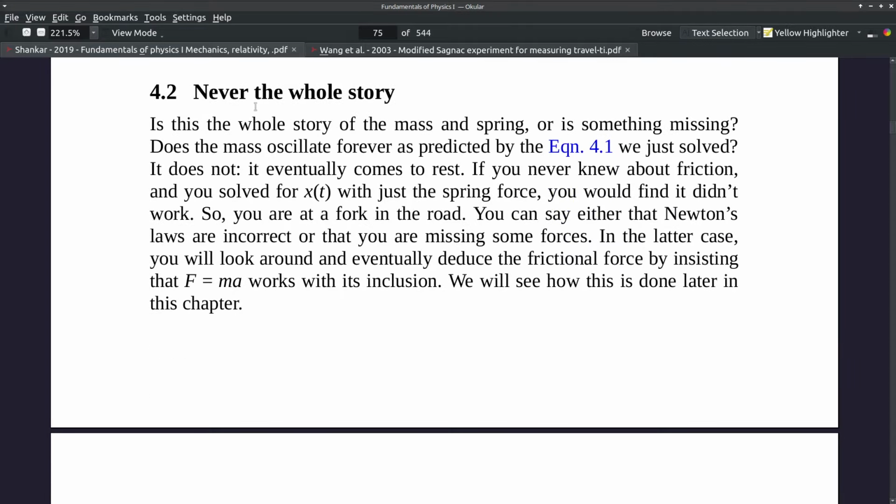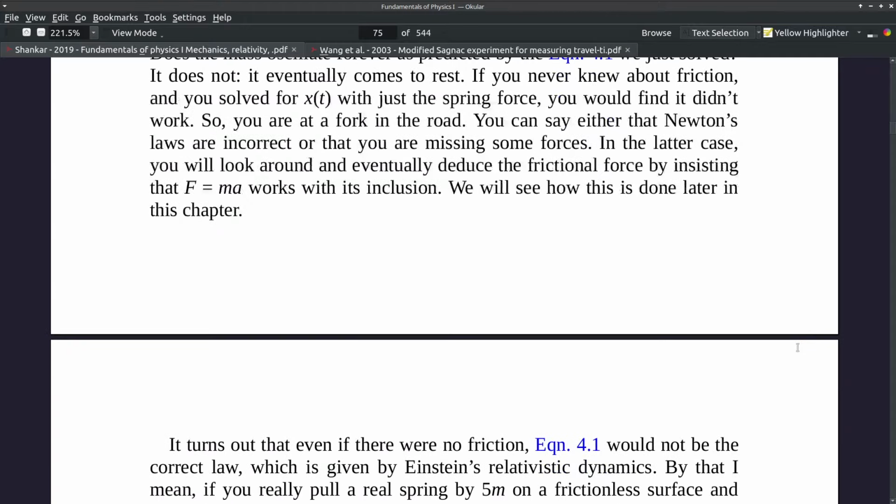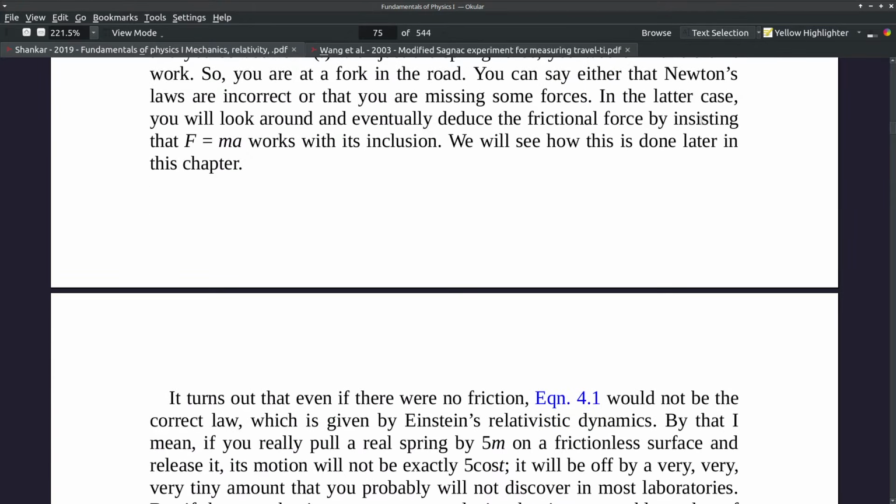4.2, never the whole story. Is this the whole story of the mass and spring, or is something missing? Does the mass oscillate forever as predicted by equation 4.1 we just solved? It does not. It eventually comes to rest. If you never knew about friction and you solved for x of t with just the spring force, you would find it didn't work. You're at a fork in the road. You can say either that Newton's laws are incorrect or that you're missing some forces. In the latter case, you will look around and eventually deduce the frictional force by insisting that F equals ma works with its inclusion. We will show how this is done later in this chapter.